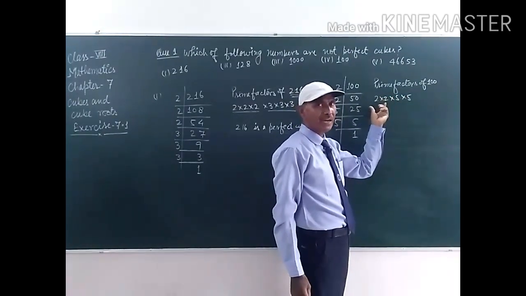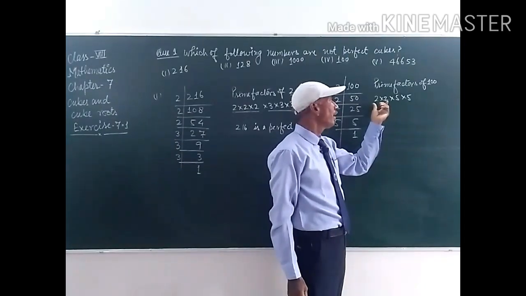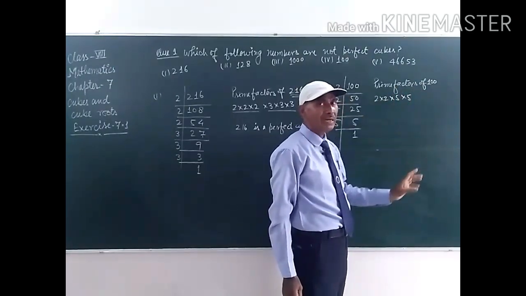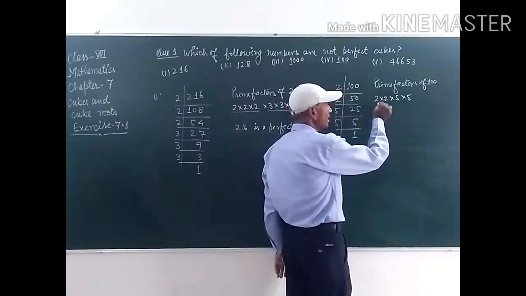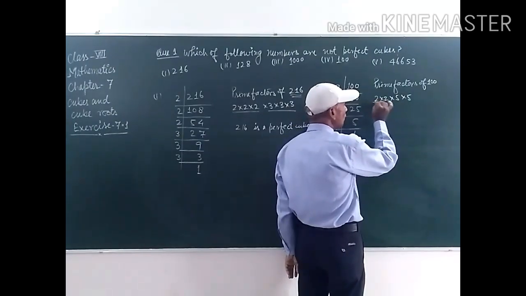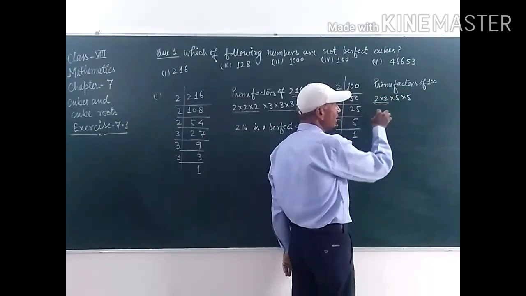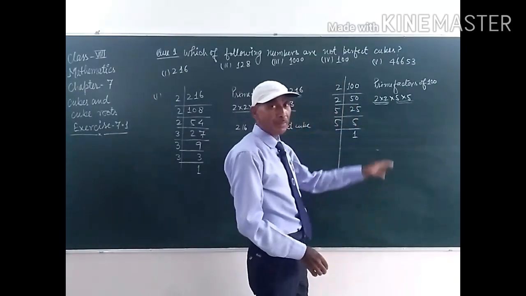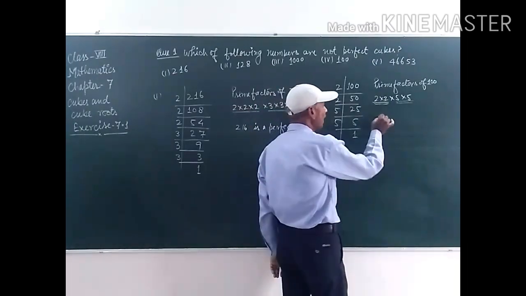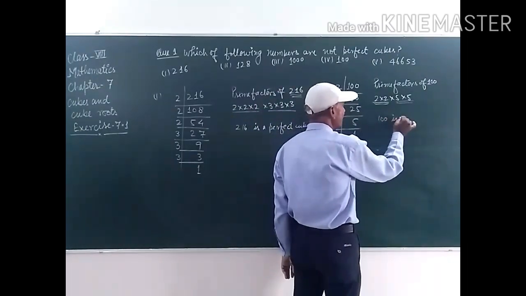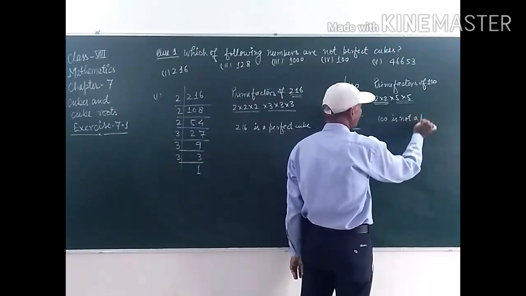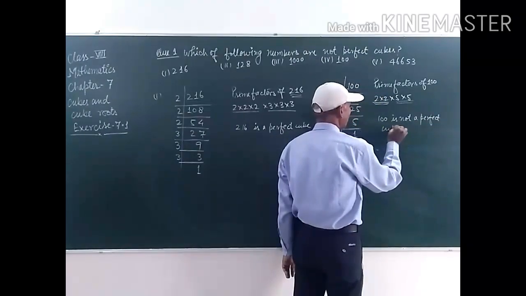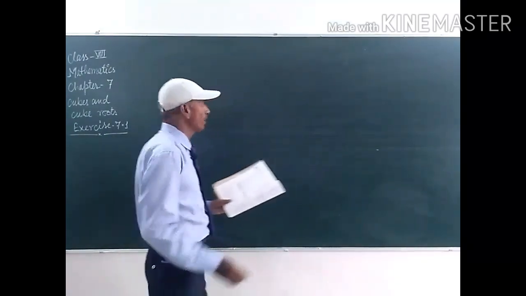The factors are not in groups of 3, the triplets are not completed. So, this 100 is not a perfect cube number, student, because there are only 2 twos, so the triplet is not completed, and again this factor 5 also does not complete a group of 3. So, this 100 is not a perfect cube. This one is question number 2, student, question 2.